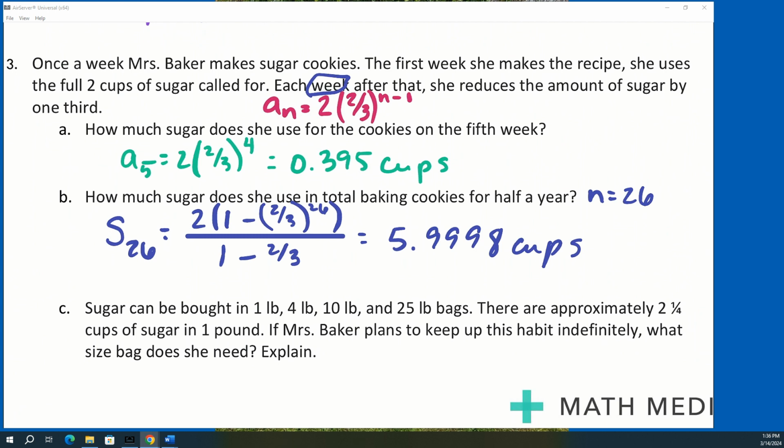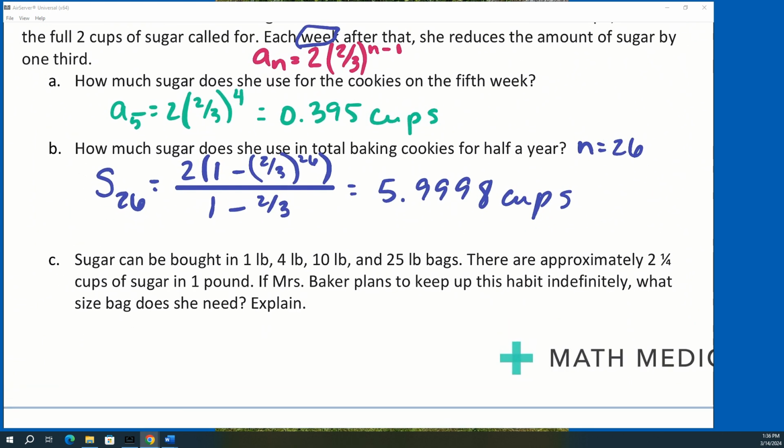All right, and then sugar can be bought in 1 pound, 4 pound, 10 pound, 25 pound bags. There are approximately... You got what? Yeah. 5.9. 5.99998. Yeah. You did? Oh, you put 2 or 12. Where is 12? The equation above that one. That'll probably mess you up.